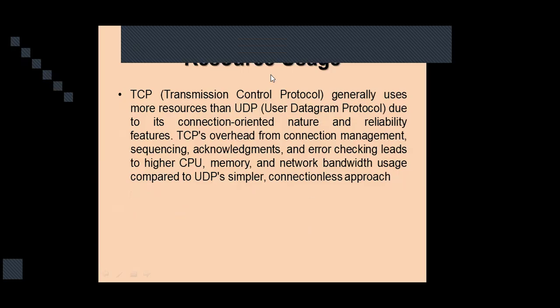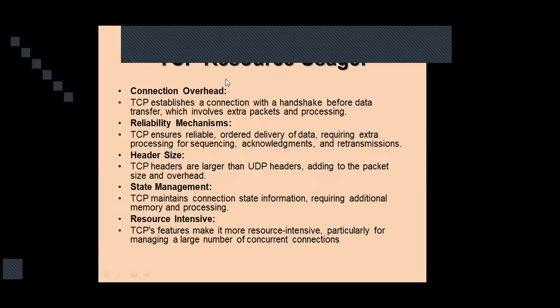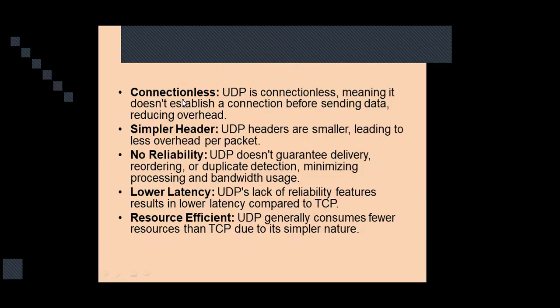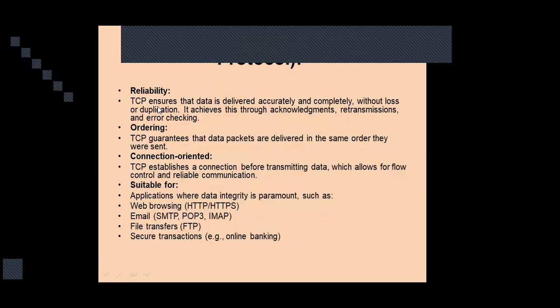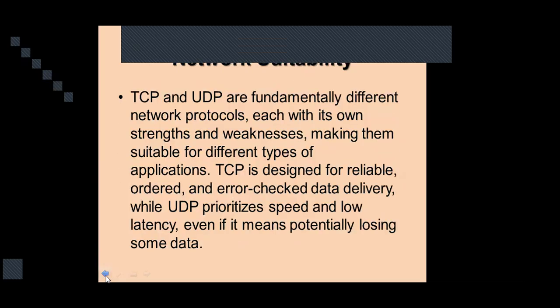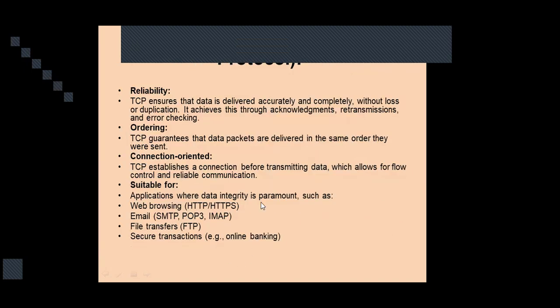Then we have connection, overhead, reliability mechanism, header size, state management, and resource usage. After that, we have network protocol comparison. TCP and UDP are fundamentally different network protocols, each with its own strengths and weaknesses, making them suitable for different types of applications. TCP is designed for reliable, ordered delivery, while UDP prioritizes speed and low latency.